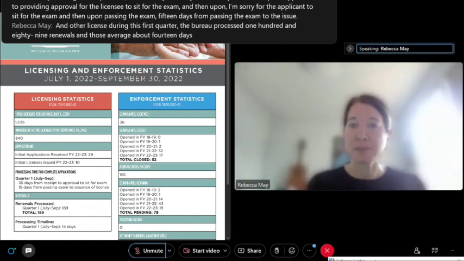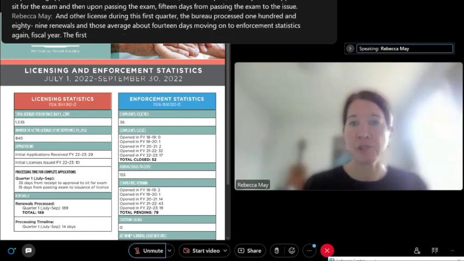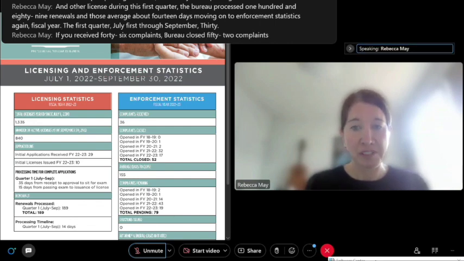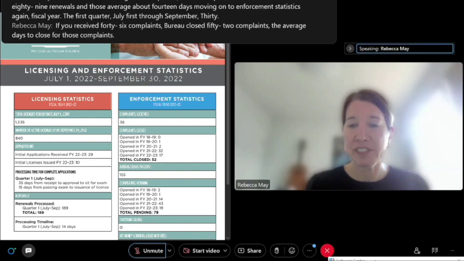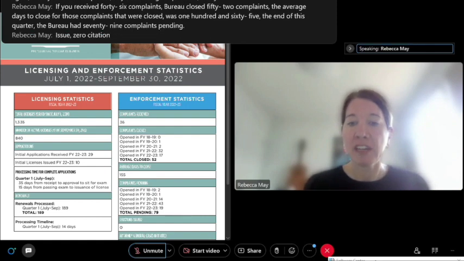Moving on to enforcement statistics. Again, for the first quarter of the fiscal year, July 1st through September 30th, the Bureau received 36 complaints. The Bureau closed 52 complaints. The average days to close for those complaints that were closed was 155. At the end of this quarter, the Bureau had 79 complaints pending. The Bureau issued 0 citations this quarter and initiated 4 cases with the Attorney General's office.